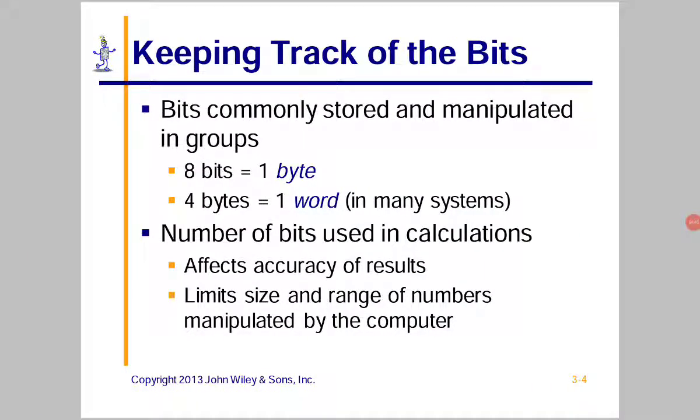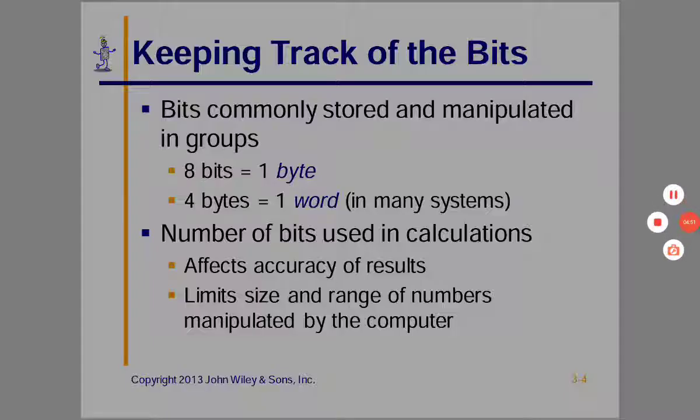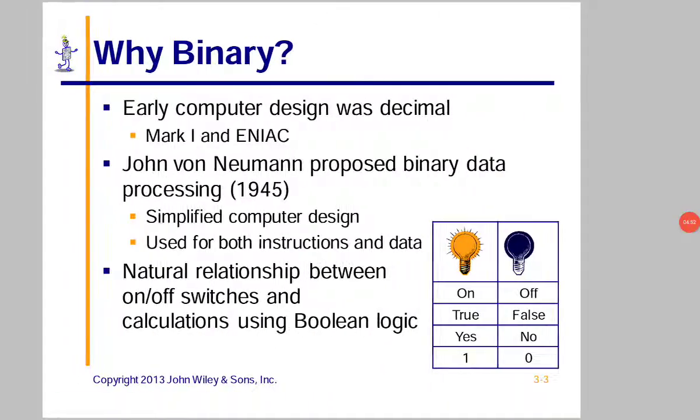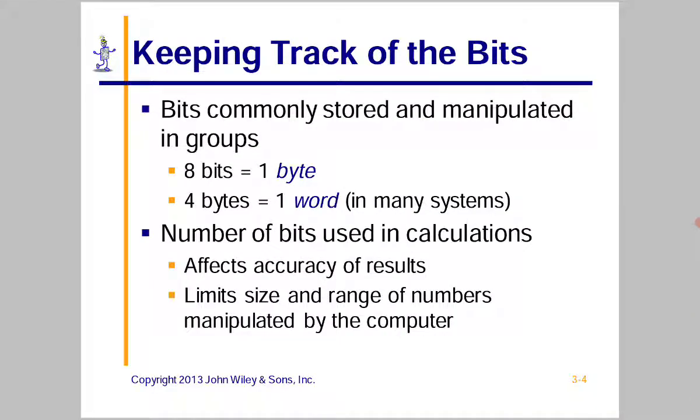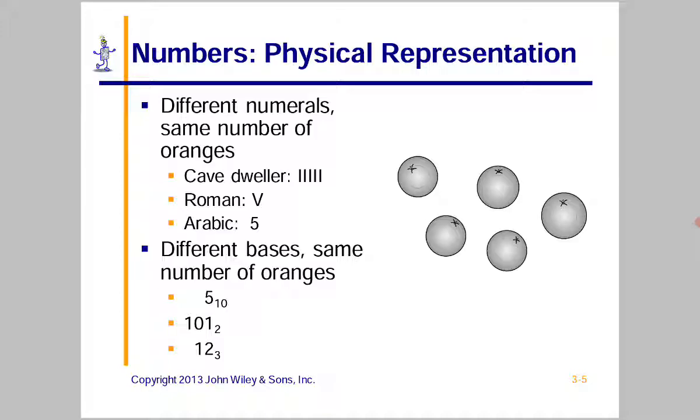Next, keeping track of the bits. Bits are commonly stored and manipulated in groups. Generally 8 bits are called 1 byte and 4 bytes are called 1 word in many systems. The number of bits used in calculations affects the accuracy of the results, and the limit, size and range of numbers. Numbers have a physical representation: different numbers, same number of oranges.